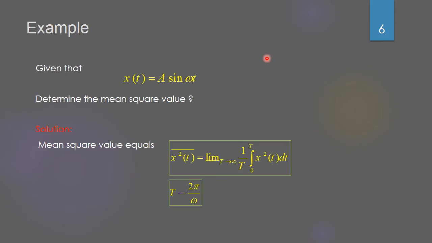Now let's take an example on mean square value. Given that x of t equals A sine omega t, determine the mean square value. The mean square value, by its definition, is given by this equation. And T is the period of the vibration, and it's given by 2 pi over omega.